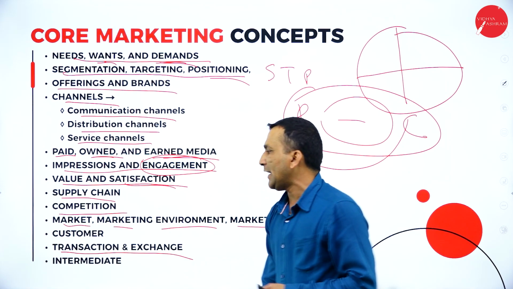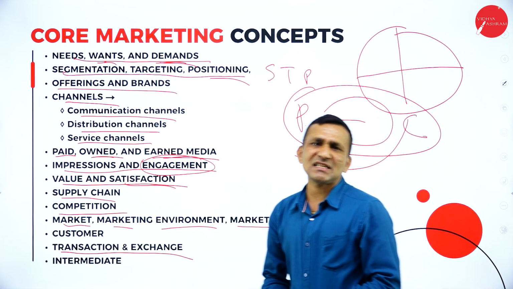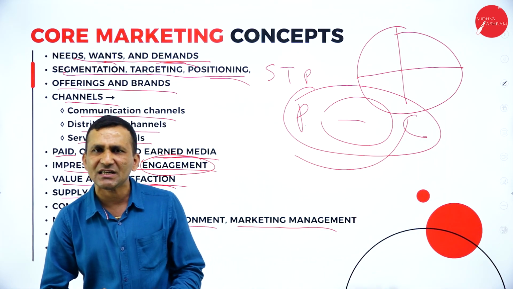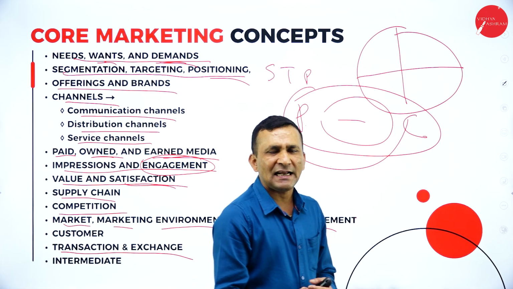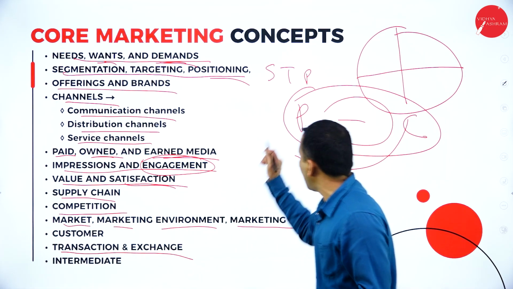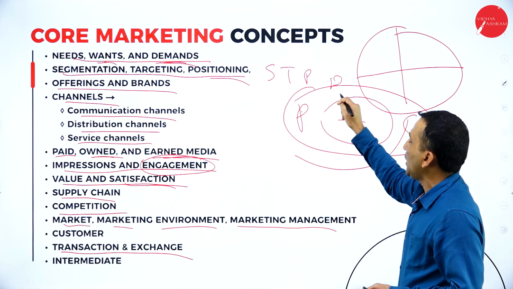Now the transaction and exchange. There are two major transactions, cash transaction and credit transaction, spot transaction or future transaction. And the exchange process between the producer, distributor, wholesaler.